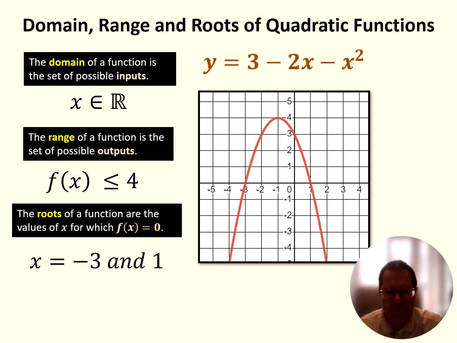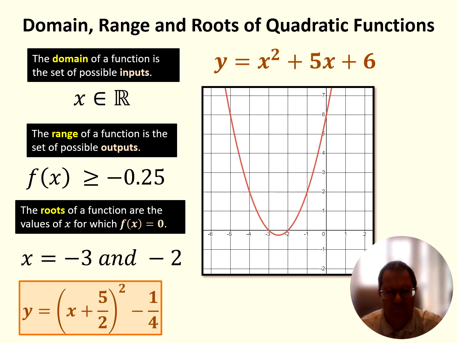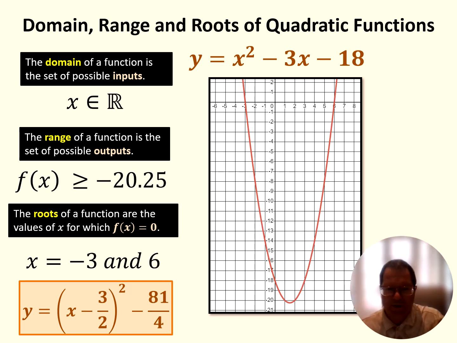And of course, we could use completing the square if we needed to work out the turning point. The maximum or minimum point will not always be an integer. In this particular case, I've completed the square, and we can see that when x is -5 over 2, the smallest value is -1/4. So f of x is greater or equal to -1/4, and the roots are -3 and -2.